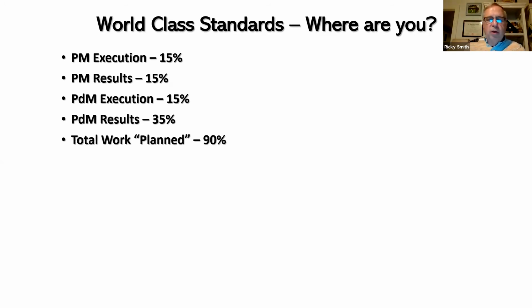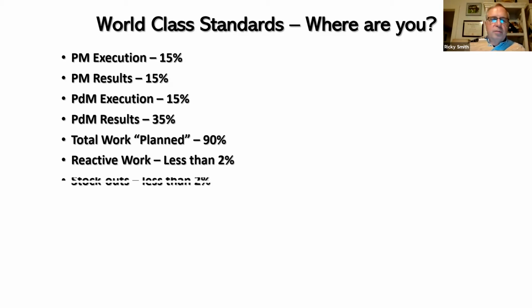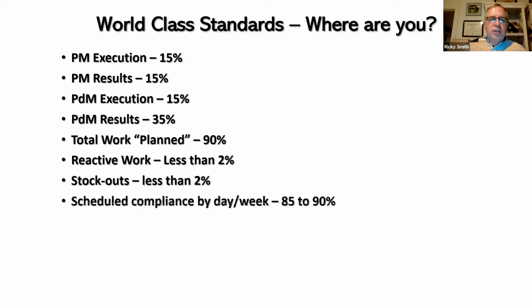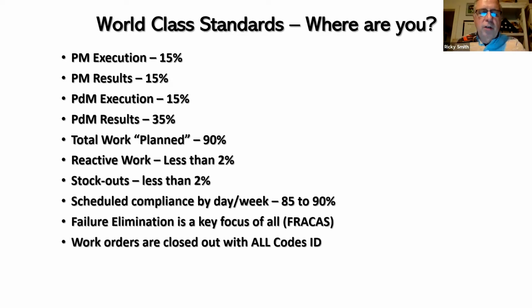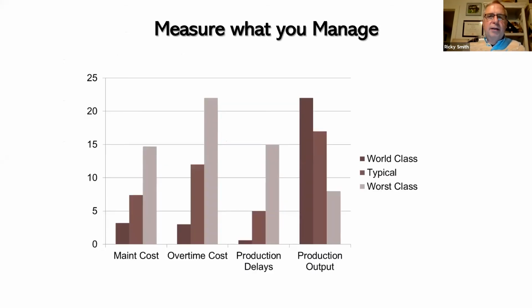Total percent of planned work, 90%. Reactive work, less than 2% of labor hours. Stockouts, less than 2%. And then schedule compliance by day, by week, 85 to 90%. These are just world-class standards that came from Alcoa Mount Holly, where I worked many years ago. And then failure elimination is the key focus for all. We all focus on eliminating failures every day. That way we're focused on it. We want to mitigate failures. We want to eliminate failures as much as we can. All work orders are closed out with all codes identified. We want all the information in the CMMS to give us the right data.